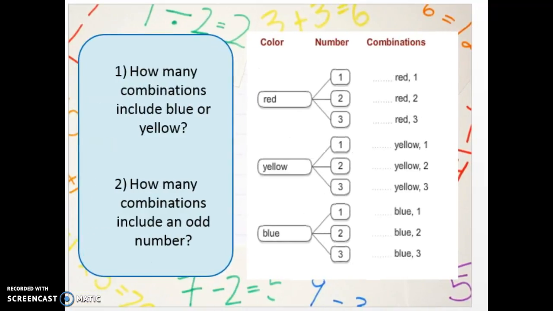Question number 1. How many combinations include blue or yellow? Take a moment to answer this question. If you go through and count, there were 3 combinations that included blue and 3 combinations that included yellow, for a total of 6 combinations. Question number 2. How many combinations include an odd number? Take a moment to answer this question. If we go through and take a look, we can see that there were 3 that included the number 1 and 3 that included the number 3, for a total of 6 combinations.